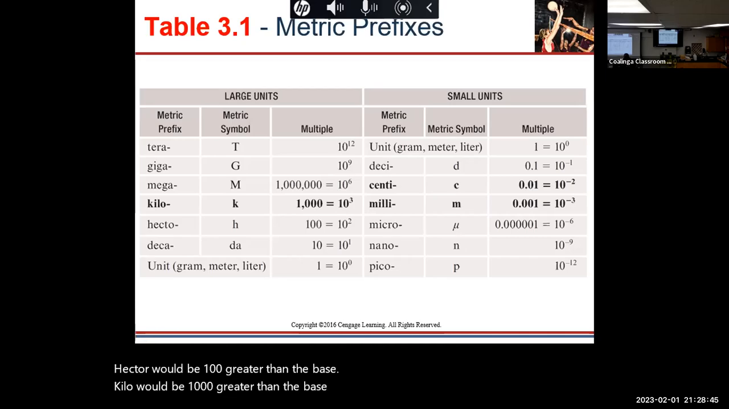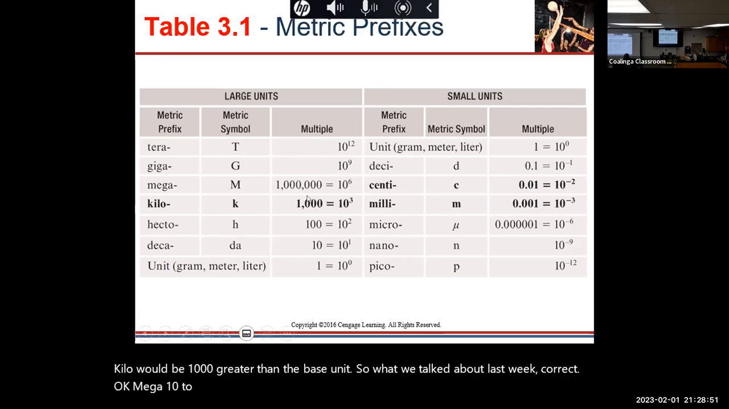So what we talked about last week, right? Okay. Mega, 10 to the 6. Giga, 10 to the 9. Tera, 10 to the 12. That's what I can remember from last week. What is it?